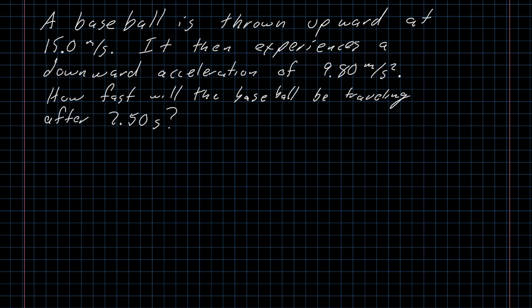A baseball is thrown upward at 15 meters per second. It then experiences a downward acceleration of 9.80 meters per second squared. How fast will the baseball be traveling after 2.50 seconds? All right, we're talking about throwing something, we're talking about kinematics, we're talking about acceleration, and the only formula we have that involves acceleration right now says that Vf is equal to V naught plus at.